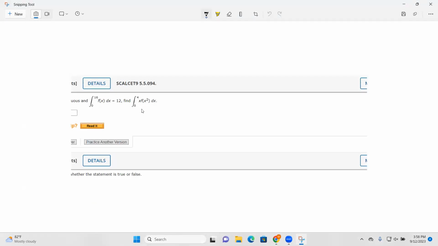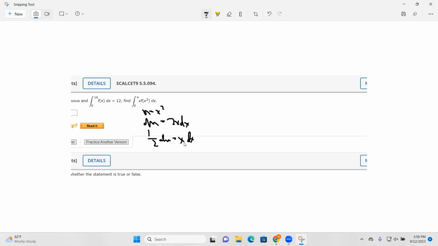So, right, what we want to do here is let u equal x squared, which means what? du is going to be 2x dx. Now, of course, we don't have a 2x dx. We just have an x dx. So what are we going to do? We're going to divide by 2 and get 1/2 du equals x dx.